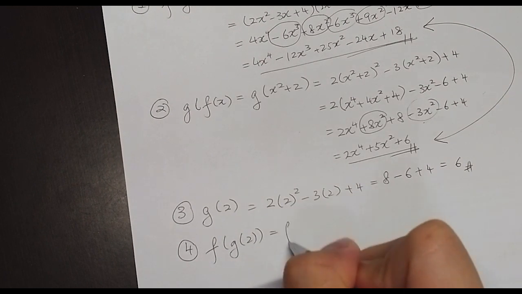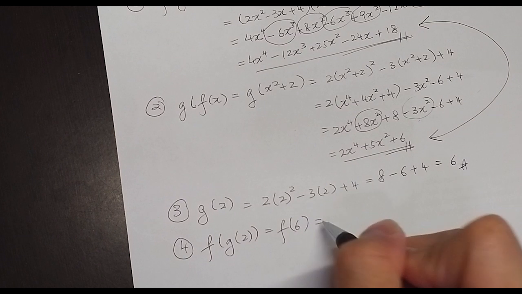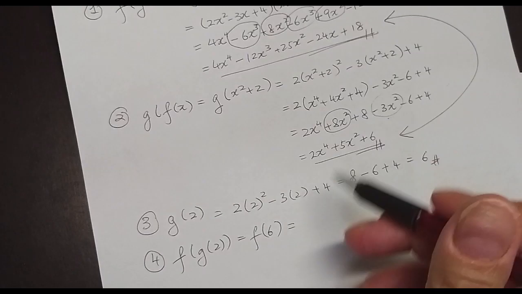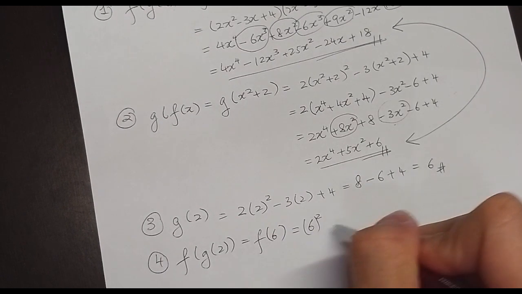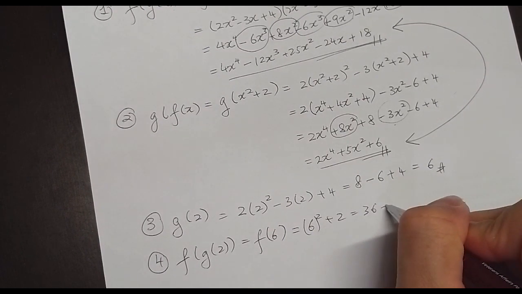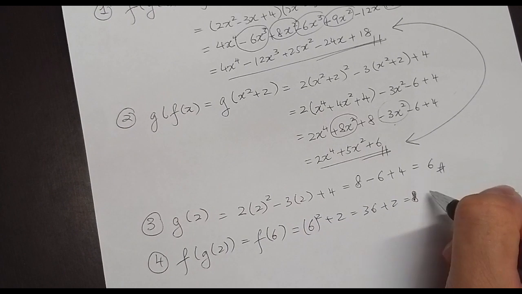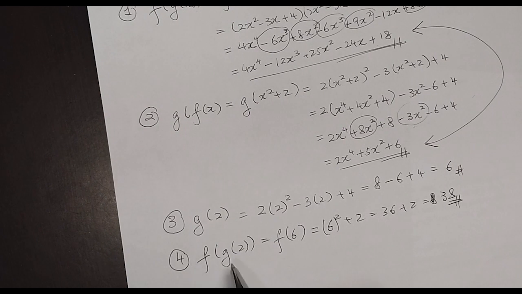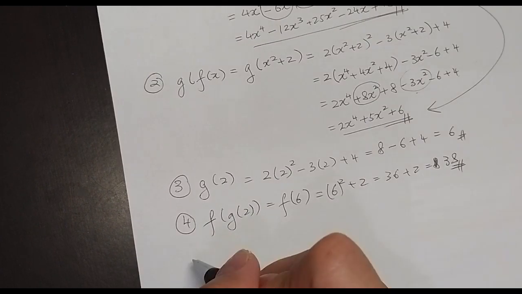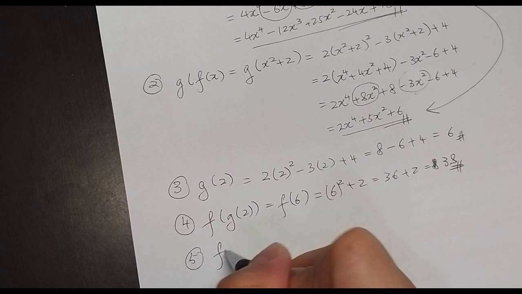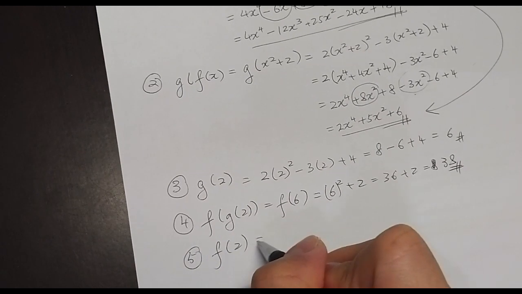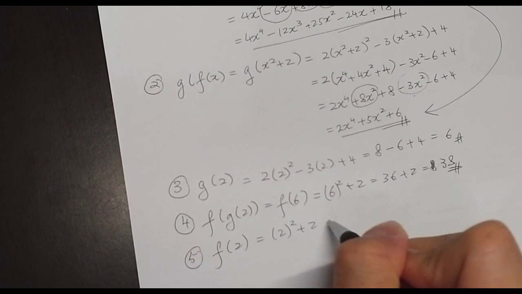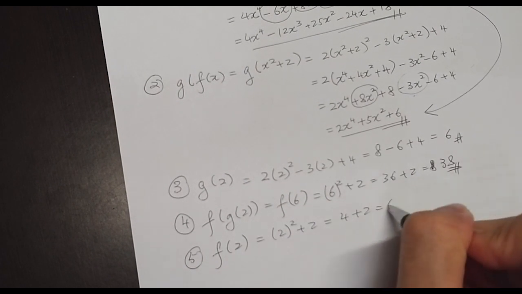So f of 6, we substitute this 6 into the function f of x, and we get 6 to the power 2 plus 2, 36 plus 2, 38. The answer of question 4 is this. And then question 5, what is f of 2? f of 2 is equal to, we substitute 2 into x squared, we get 2 to the power 2 plus 2, 4 plus 2 is 6.